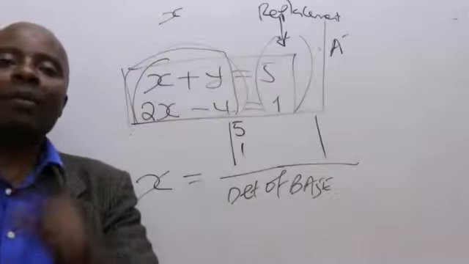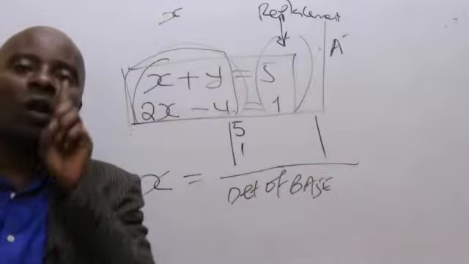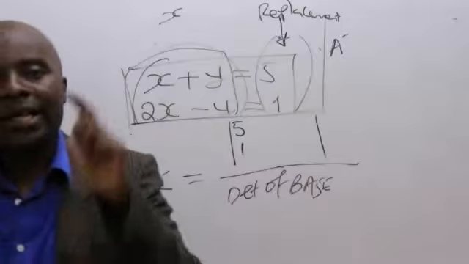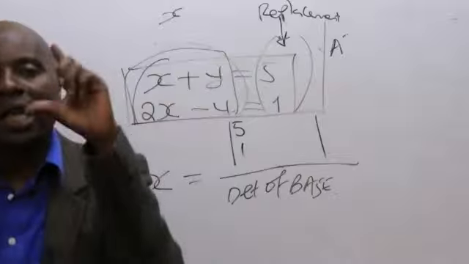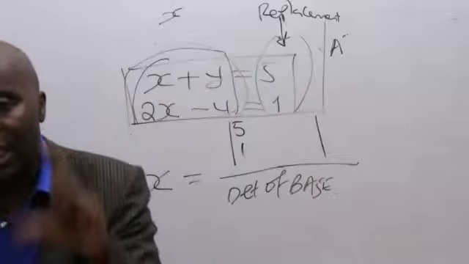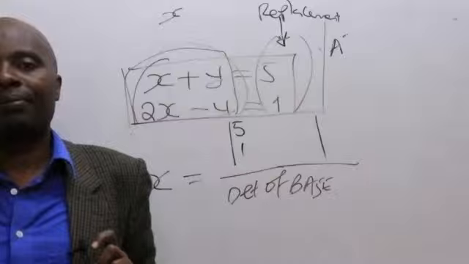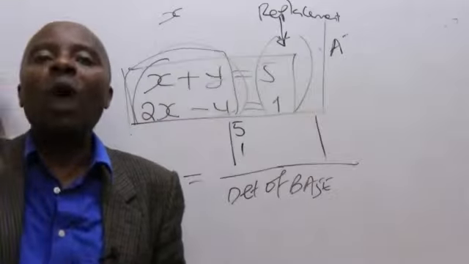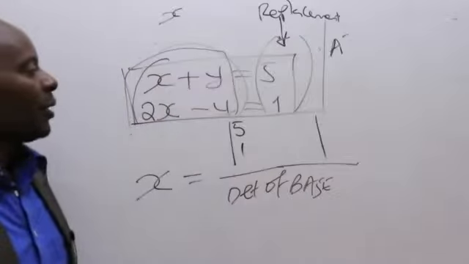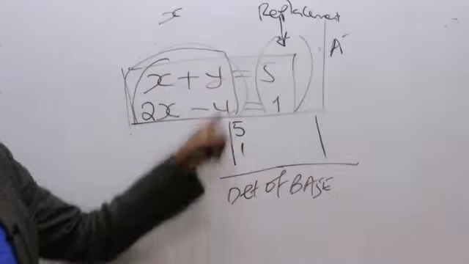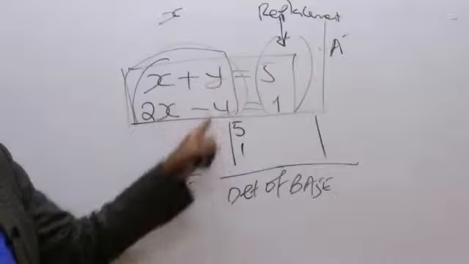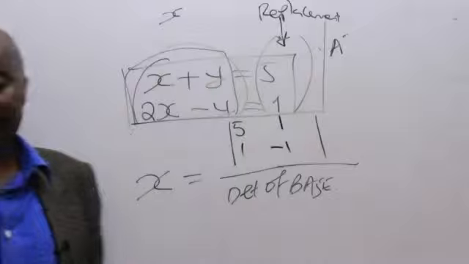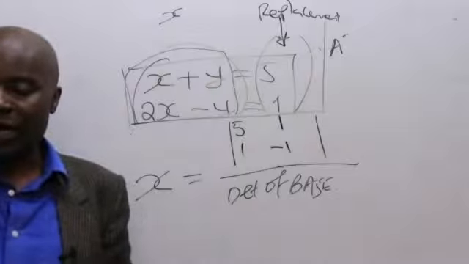And if column x has disappeared, then the column y has to remain. So what I've said is that if I want x, the column of x must disappear. And if the column of x disappears, the column of y must remain. So y column is column number 2, and I know what the coefficients of column y are. Coefficients here are 1 vis-a-vis minus what? Minus 1, like that. 1 and minus 1.